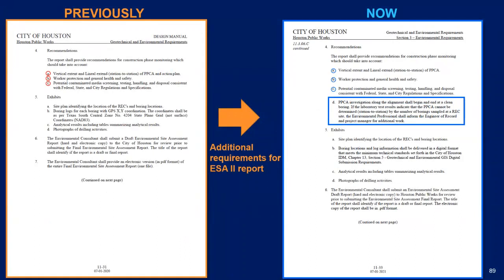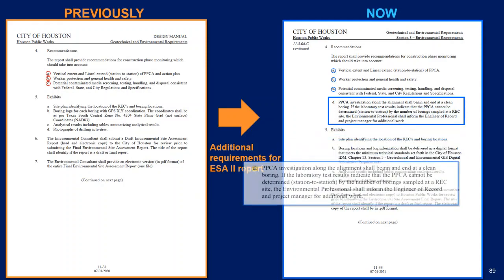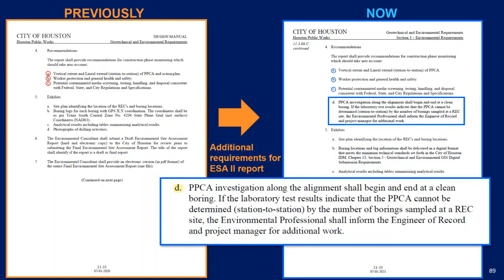We have added an additional requirement for ESA2 reports. For the PPCA, the alignment shall begin and end at a clean boring. If the PPCA cannot determine a station to a station at the REC location, then the environmental professional shall inform the EOR and project manager for additional work.